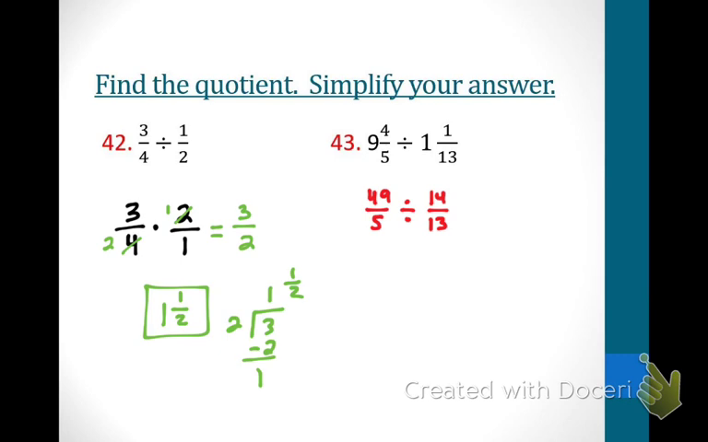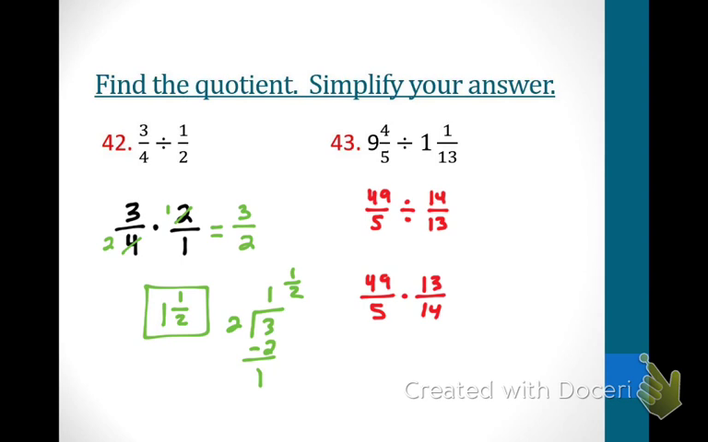Okay, now you're going to do our simple KFC. What should I do? You should flip 13 over 14. What's the K stand for? Keep the first one, flip the second one, and then change the sign. Okay, not going to change it to a divide, but put it to a multiply. Okay, Alex, is there anything I can cross reduce?